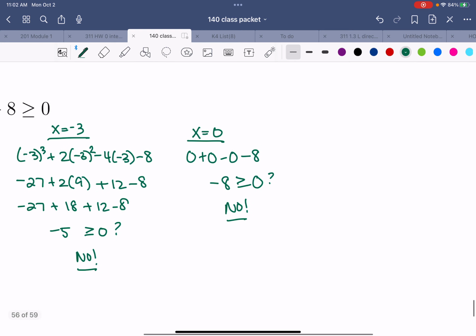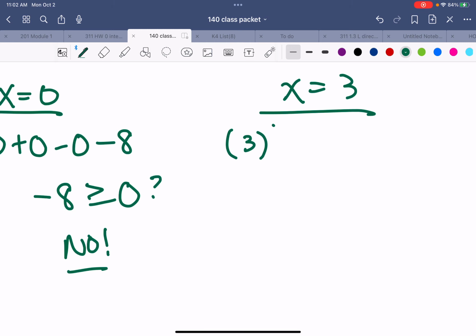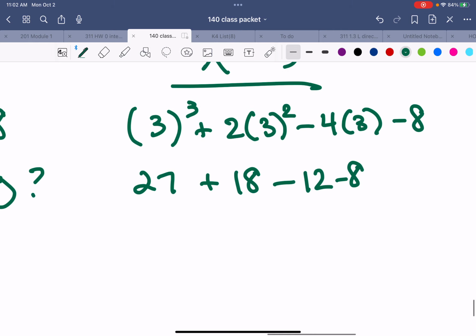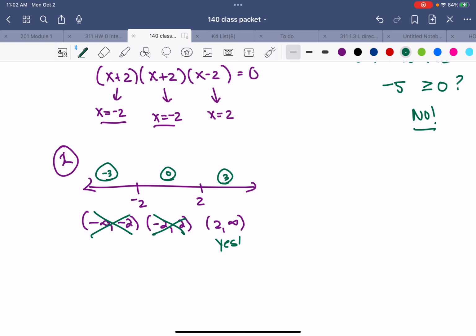And then lastly, we're going to choose +3. So we're going to take 3 and cube it, plus 2 times 3 squared, minus 4 times 3, minus 8. That's 27, plus 3 squared is 9 times 2 is 18, minus 12 minus 8. Okay. -12 and -8 is -20, plus 18 is -2, plus 27 is +25. Is that one greater than or equal to 0? Yes. Okay, so we do want to keep this last one.